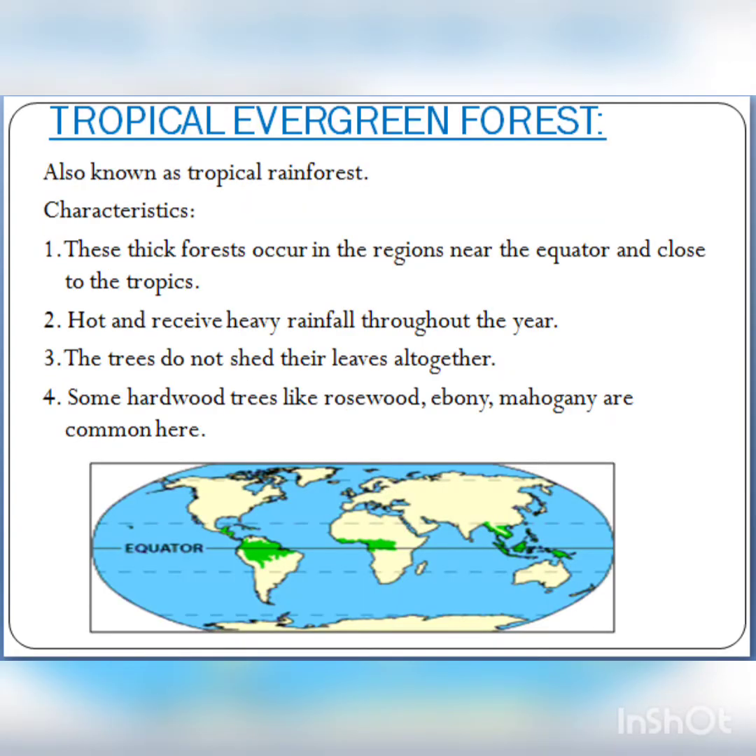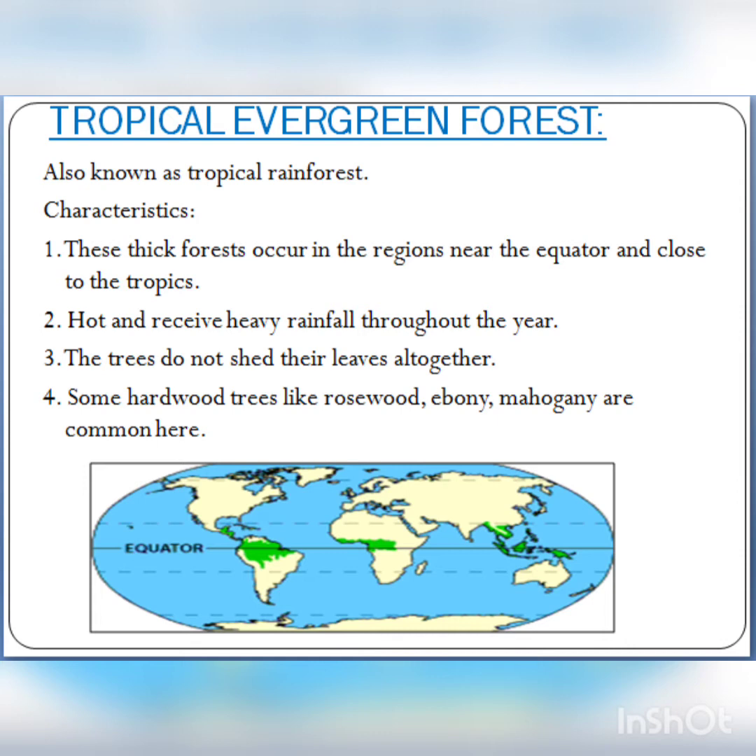Next, the tropical evergreen forest. This tropical evergreen forest is also known as tropical rainforest. It has some characteristics. These thick forests occur in the region near the equator and close to the tropics. They are hot and receive rainfall throughout the year. Number 3, the trees do not shed their leaves altogether. That's why they are known as evergreen. Some of the hardwood trees found in this forest, like rosewood, ebony and mahogany, are common here.